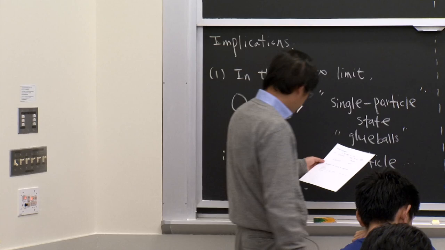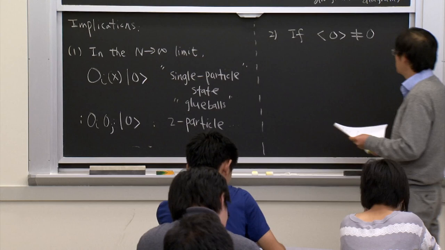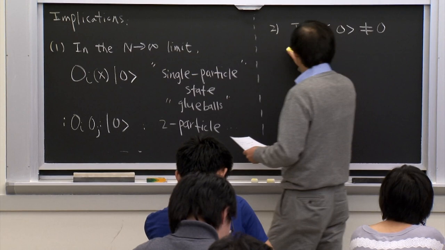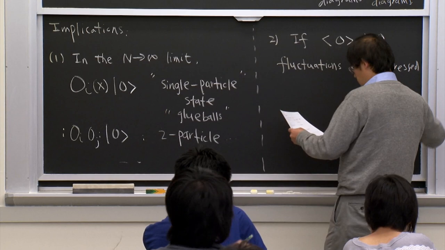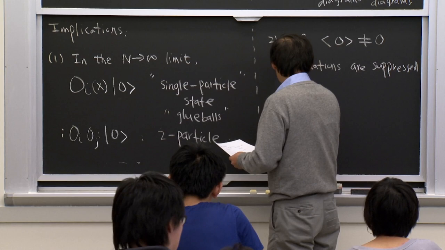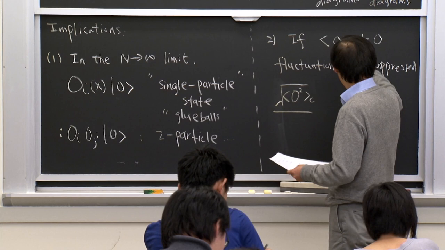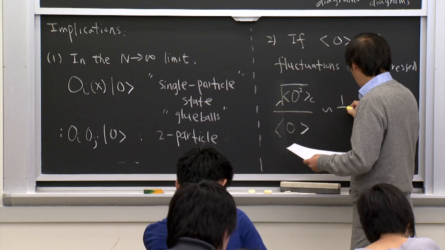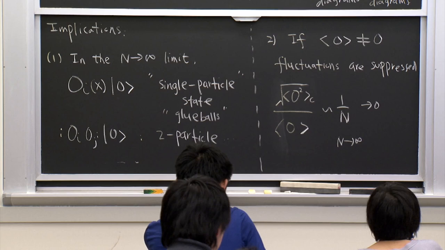And the second aspect is that if there is some single trace operator whose expectation value is non-zero, then the fluctuations are suppressed. For example, if you look at the ratio of the variance, the connected part of O squared, which is essentially the variance of this operator, divided by the expectation value itself, then it scales as 1 over N because of that behavior, and this goes to 0 as N goes to infinity. So that means the fluctuations are suppressed. Any questions regarding this?